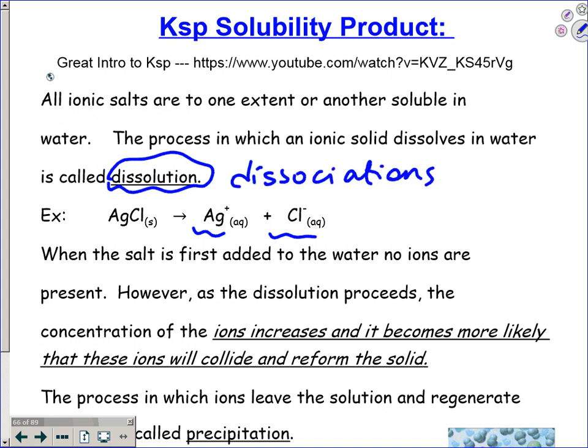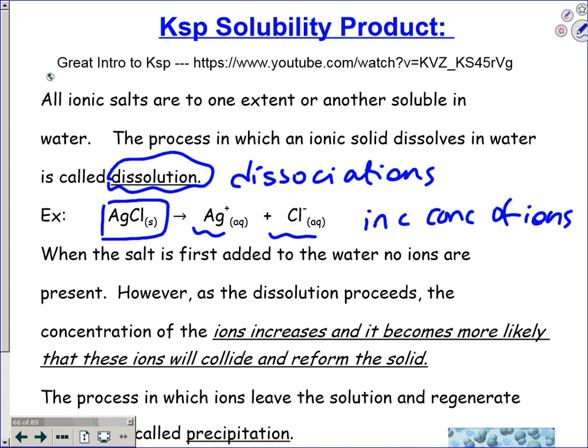are two terms that you'll see alongside anything Ksp related, because we're talking about the solid dissociating and the solid going through dissolution, which means to go into solution. As your solid, for example silver chloride, undergoes dissolution or dissociation, we're increasing the concentration of ions to a point.